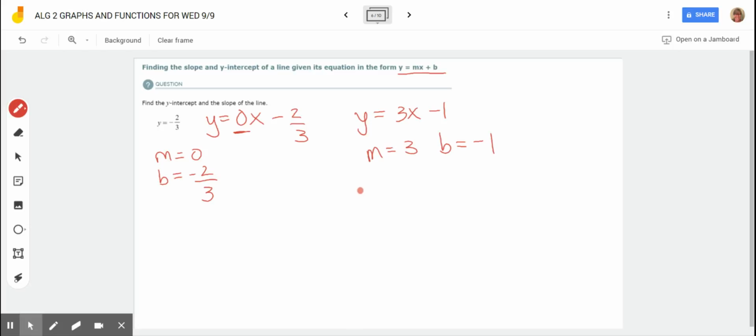If they gave you y is equal to -3, it would be y is equal to 0x, because there's no x, so 0 must have killed it. And you got -3, so m equals 0, b equals -3. All right, moving on.